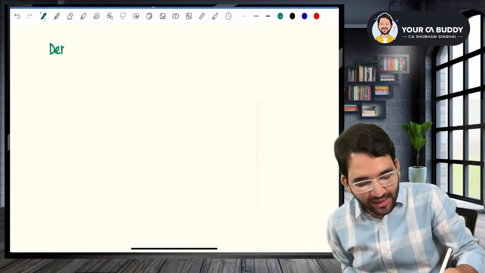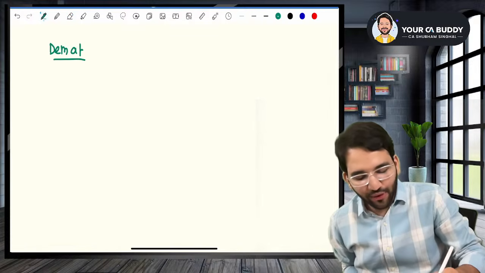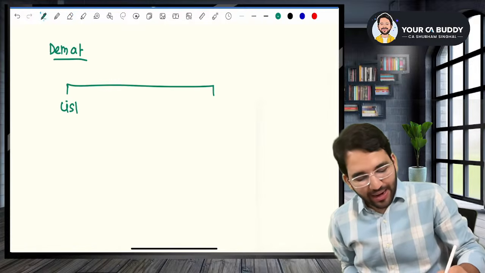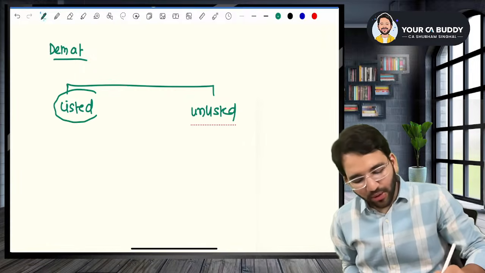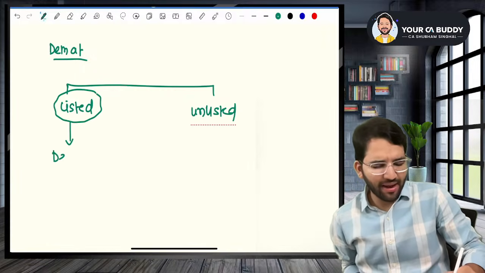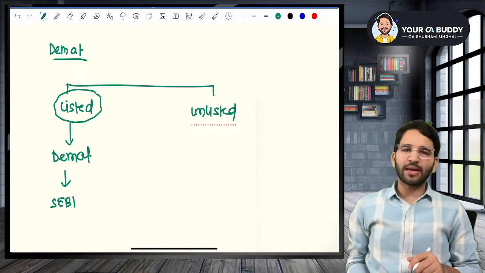It talks about dematerialization. Okay. It talks about demat. Now listen to me very carefully. Sir, one is a listed company and the other one is an unlisted company. Guys, for a listed company, what we said, boss, everything has to be demat, but who will take care of you? SEBI will take care of you. We don't have to worry about it.